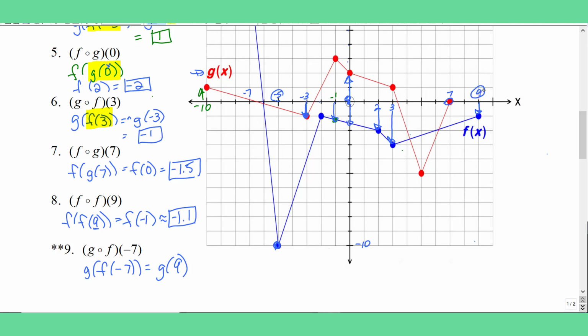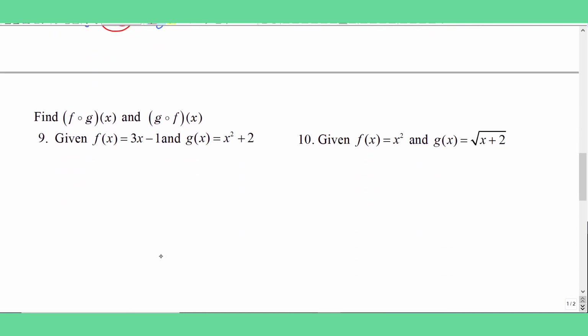So now I go out here to 9, but look, there is no g function. The g function stops here, which means this was not in the domain. So this is not possible. Even though -7 was in the f domain, f of -7 was not in the domain. It's not a value that is defined on the g function. So that's looking at it from a graph perspective.